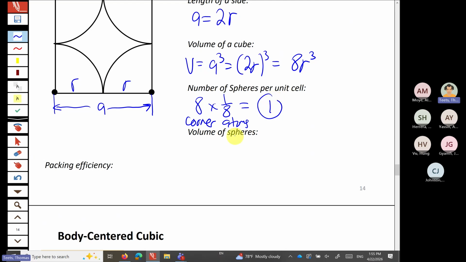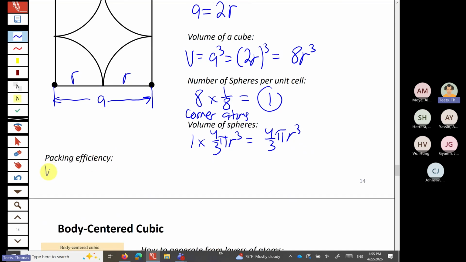And that means then the volume of the spheres that are inside the unit cell: there's 1 atom, and each atom has a volume of 4/3 pi r cubed, more geometry. So it's just 4/3 pi r cubed that is the volume that's occupied by those spheres. So then what that finally leads us to, which is a good way to classify and differentiate the different structure types, is what's called packing efficiency.